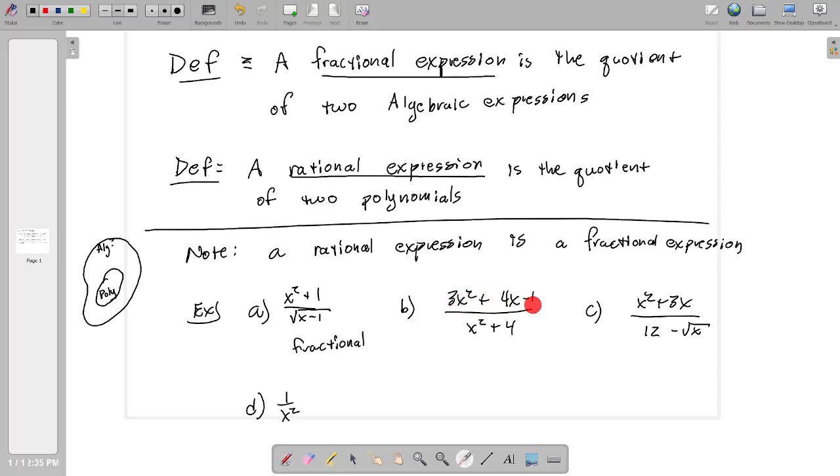B, you have a polynomial in the numerator, polynomial in the denominator. This is rational. C, you have a polynomial in the numerator, but we have an algebraic expression in the denominator because the square root of x has a fractional exponent. The exponent on x is 1/2, therefore this is algebraic, not polynomial, so this is just a fractional expression. D, 1 is a polynomial expression, x squared is a polynomial expression, so this is rational.